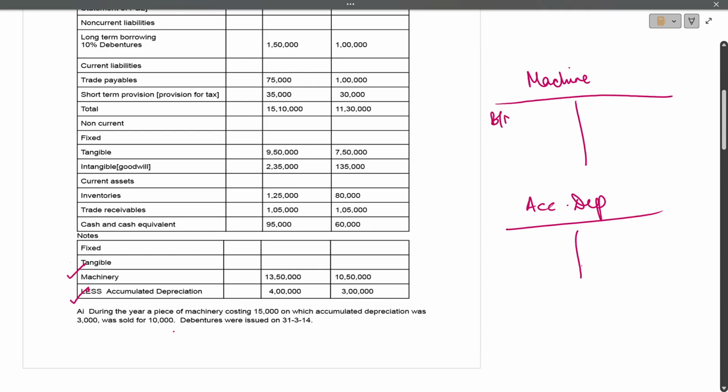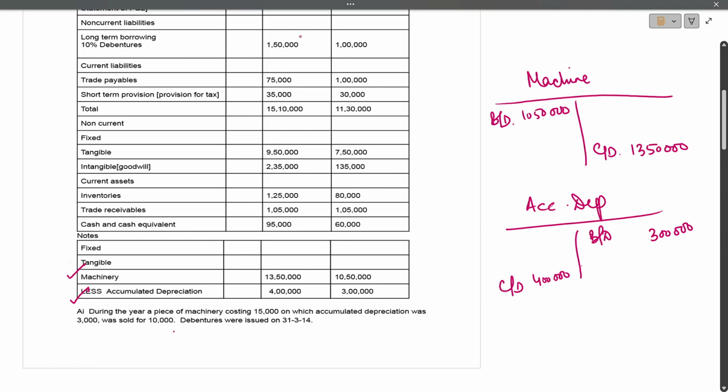Assets have debit balance, so brought down comes here as 10,50,000 and carried down comes here as 13,50,000. It's reverse in the case of accumulated depreciation, brought down 3 lakh here and carried down 4 lakh comes here.